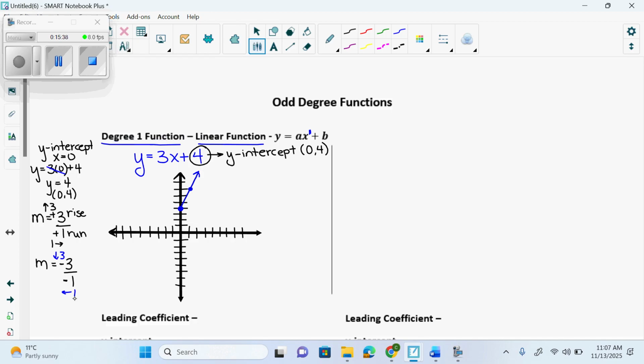So if I start here and I go down 3, 1, 2, 3, left 1, am I landing on the same line? Yep. Then I go down 3, 1, 2, 3, left 1. Come on. Then I go down 3, 1, 2, 3, left 1. And then I can extend.